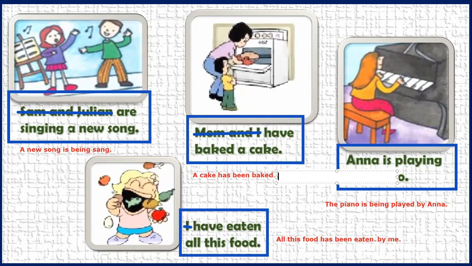Let's go back to Leslie, please. Yes, a new song. A new song is being sung by Sam and Julian. Very good. We can say by Sam and Julian. Or we can say by them. We can substitute Sam and Julian for an object pronoun, them. Very good.